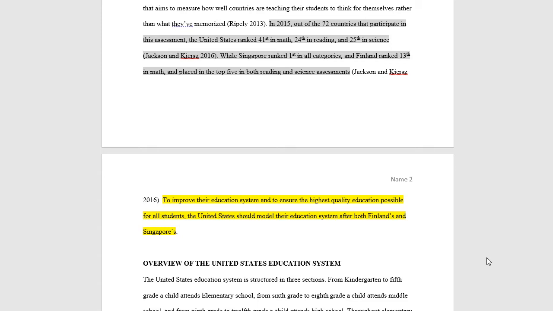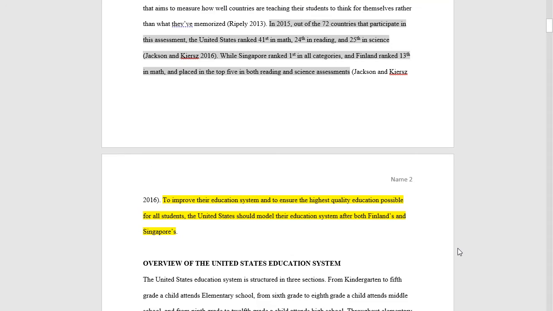So the writer has given us the results, right, that the United States ranks 41st in math, 24th in reading, and 25th in science, and has compared that to the ratings for Finland and for Singapore. So they're telling us that this is coming from research, and that there's research-based evidence to indicate that the United States falls short. So this is the kind of thing that needs to be happening throughout the paper: a claim is made, and then it's backed up by research-based evidence.